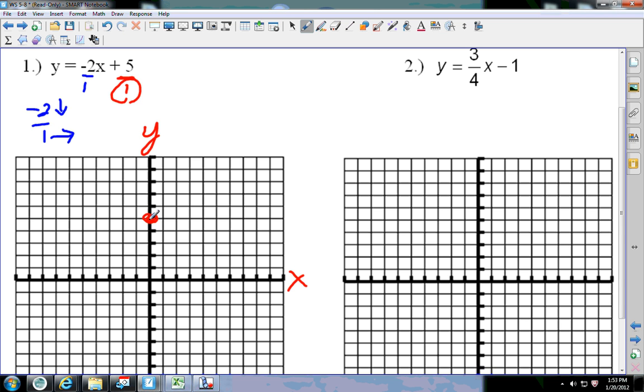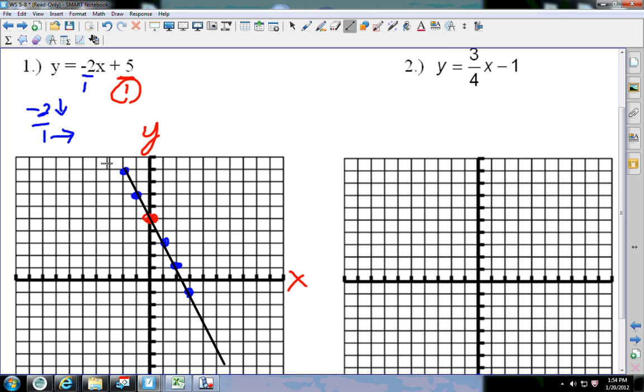So I'm going to go back to my y-intercept. I'm going to go down 2 to the right 1 and put a dot, down 2 to the right 1 and put a dot, down 2 to the right 1 and put a dot. Now I can also go backwards and go up 2 to the left 1. Then I'll draw my straight line. And there, now I've graphed it.